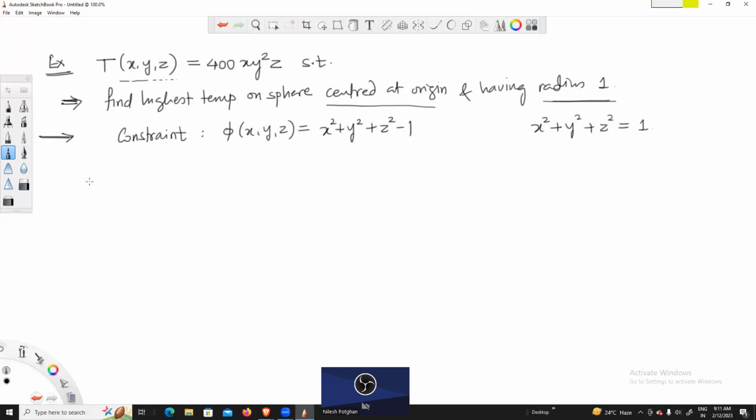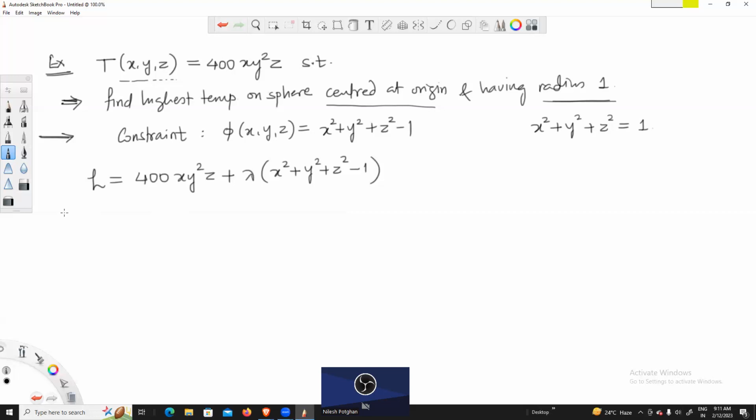So how do you define your Lagrangian function? You can write the Lagrangian function as 400 x y square z plus lambda times your constraint. You have a single constraint, so you have one Lagrange multiplier: x square plus y square plus z square minus 1. So this is your Lagrangian function. Now your Lagrangian function depends on x, y, z and lambda.